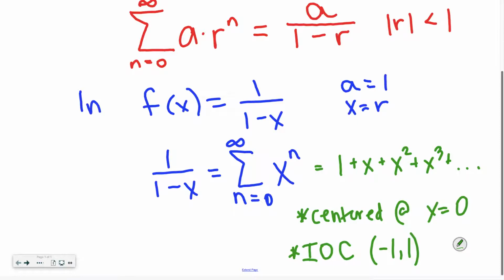Basically, that's the first half of what we're doing today. We're finagling. We're going to take a function and make it look like that a over 1 minus r and write it as a power series.